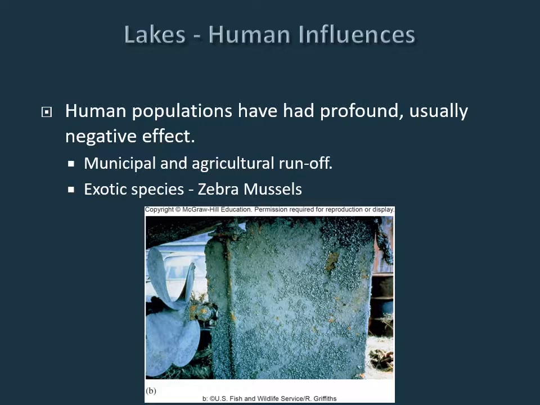Another thing that humans do is we move around species. So for example, boats going from one area to another can bring in non-native species like zebra mussels, and those can completely cover things like culverts and drainage pipes and all sorts of different things in lakes and cause lots of different problems, in lakes and oceans.